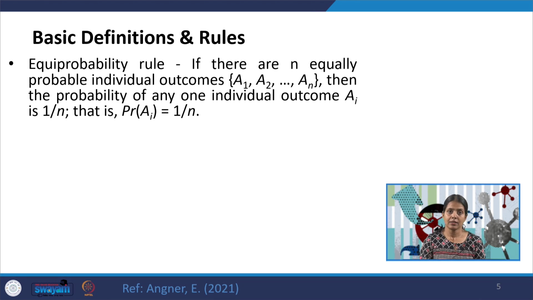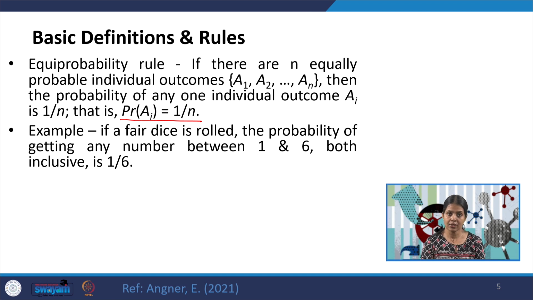There is something called the equiprobability rule, which is: if there are n equally probable individual outcomes, and we denote them by A1, A2, A3 up to An, then the probability of any one individual outcome Ai is equal to 1 upon n. That is, the probability of Ai is equal to 1/n. We would be writing it like this. So, for example, if a fair dice is rolled, the probability of getting any number between 1 and 6, both inclusive, is 1 upon 6.